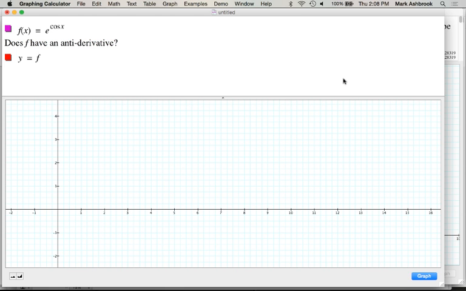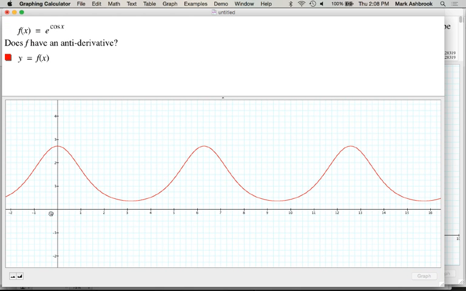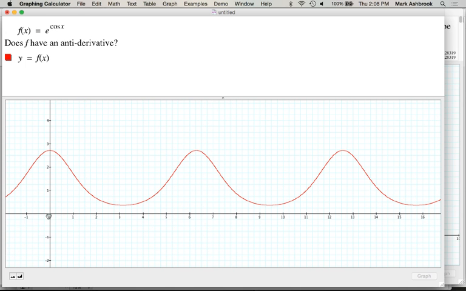So here is that function. Think of it as a rate function. Is there an accumulation function or functions that are associated with that rate function? If there is, then it's an antiderivative. How can we express it?